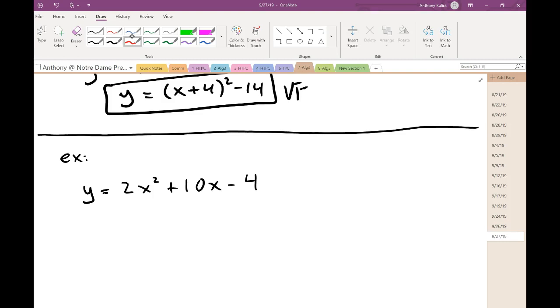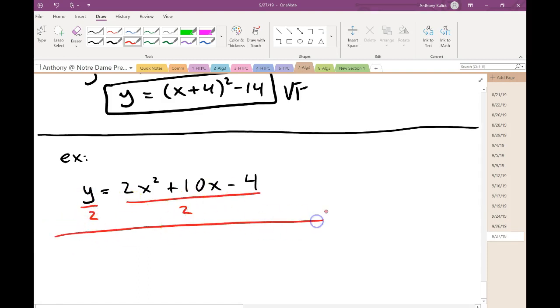Remember the first step was to make the leading coefficient 1. My leading coefficient is currently 2. What am I going to have to do to turn that leading coefficient into a 1? Marshall? I'm going to divide both sides by 2. And because division is distributive, I know that's the same thing as dividing everything by 2.